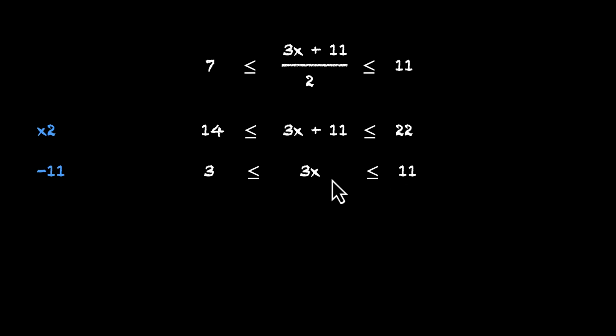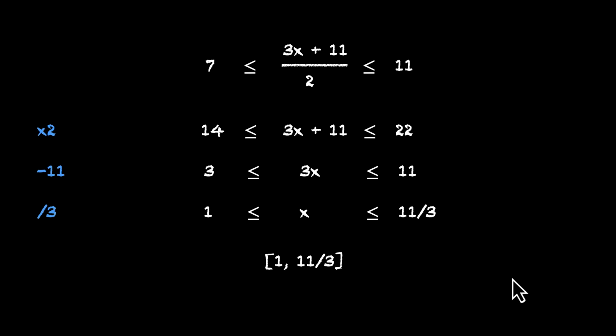Now the last step, dividing all sides by 3. This gives us 1 less than or equal to x less than or equal to 11 by 3. So x sits between 1 and 11 by 3 and we have to include both 1 and 11 by 3. This is the solution. x belongs to this set, 1 to 11 by 3. Putting them in square brackets means that we include both the ends. So that's how you solve a double inequality.